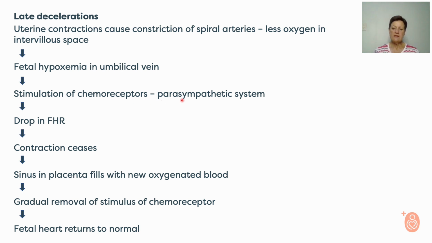And we've said when the parasympathetic system has been stimulated, we get a drop in the fetal heart rate. Now, the moment that the contraction ceases, the uterus relaxes, and our spiral arteries open again, there's now new oxygenated blood going to these villi and sinuses and the intervillous space.